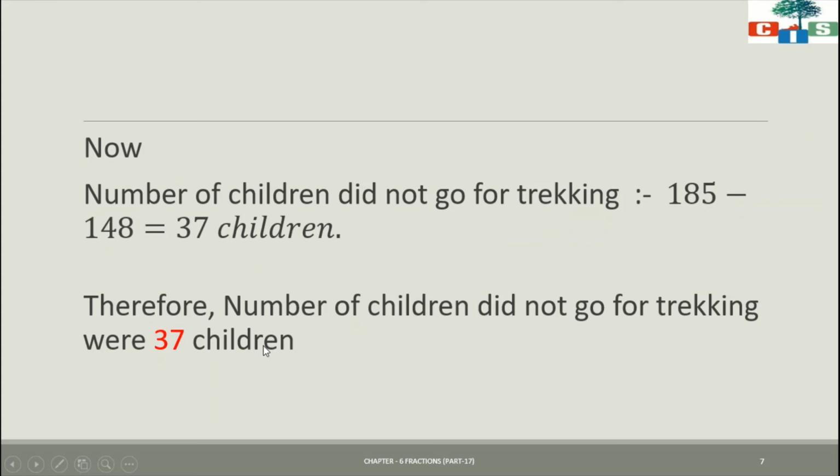Okay scholars. So scholars, here we have seen few sums. Here we have also completed the chapter. You can practice.